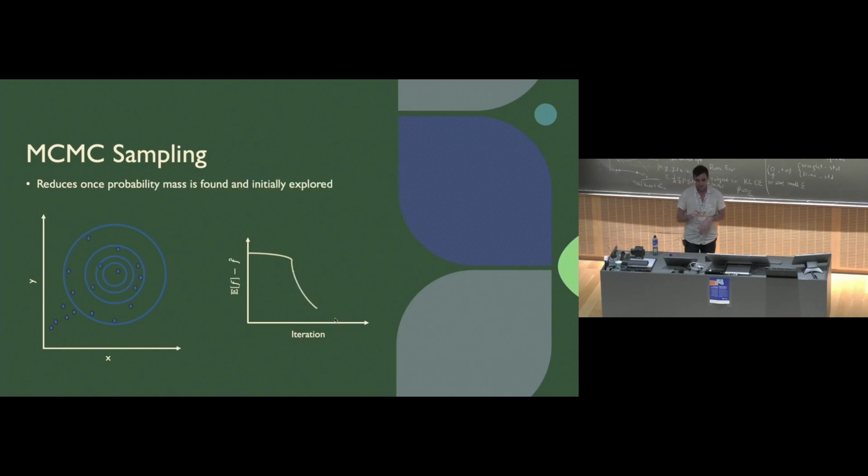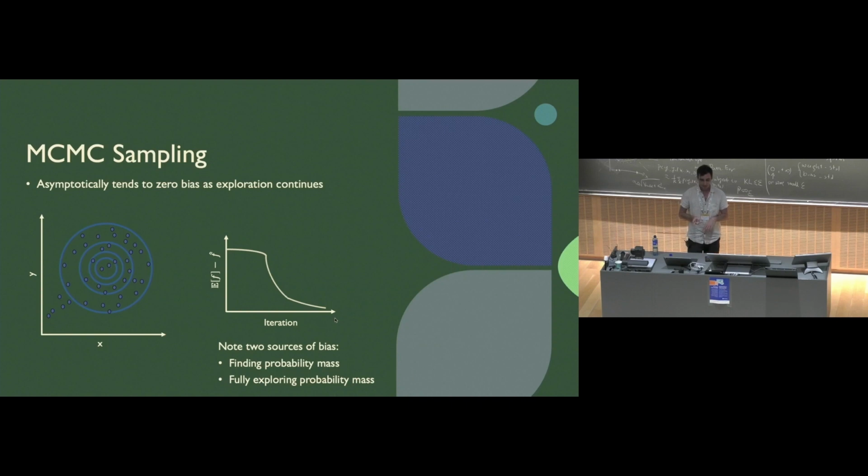Now we see that as our Markov chain finds a probability mass and begins to explore it, that bias then reduces as the iterations increase. And the longer that you run this Markov chain for, the more that bias reduces, the closer your estimate gets to the true expectation.